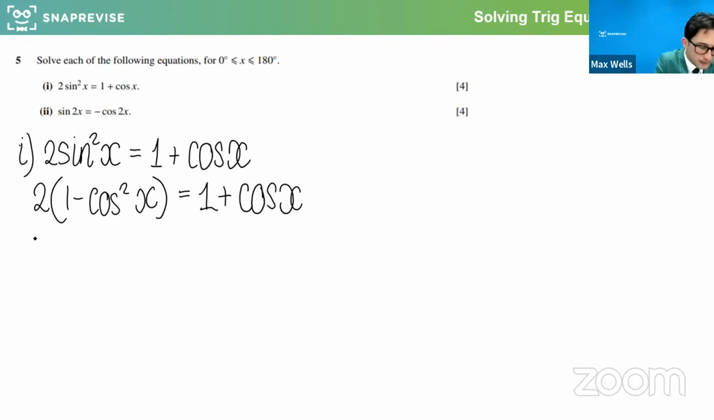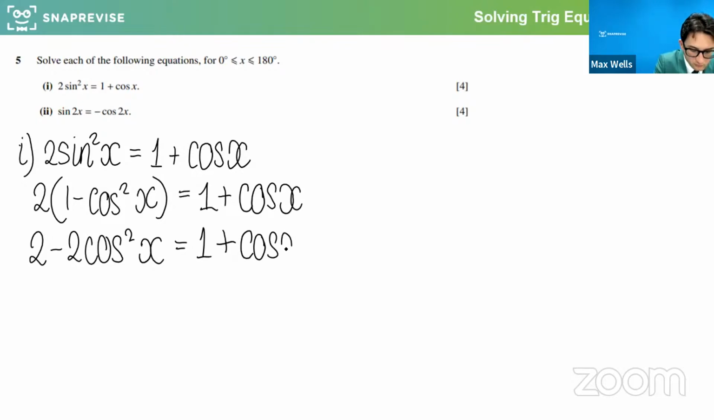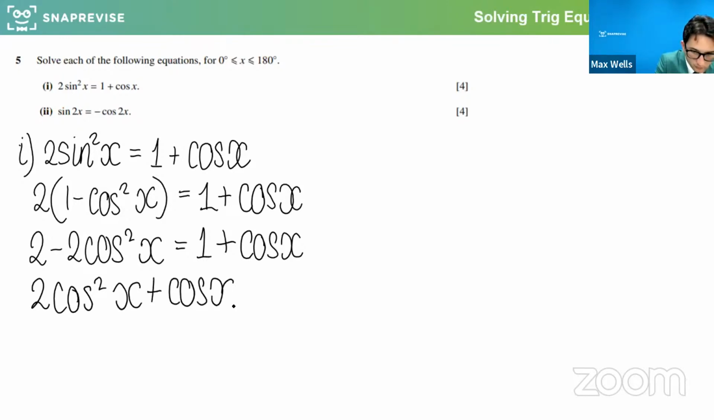If I expand that, and do let me know if you're not happy with that, this is the sort of thing we need to practice and be able to spot quite quickly. Yeah, no problem. Absolutely right. Then I don't particularly like negative quadratics, so I might bring it to the other side of 0, add 2 cos squared across, minus 2 across, and I'd get 2 cos squared x, add cos x, minus 1 equals 0.